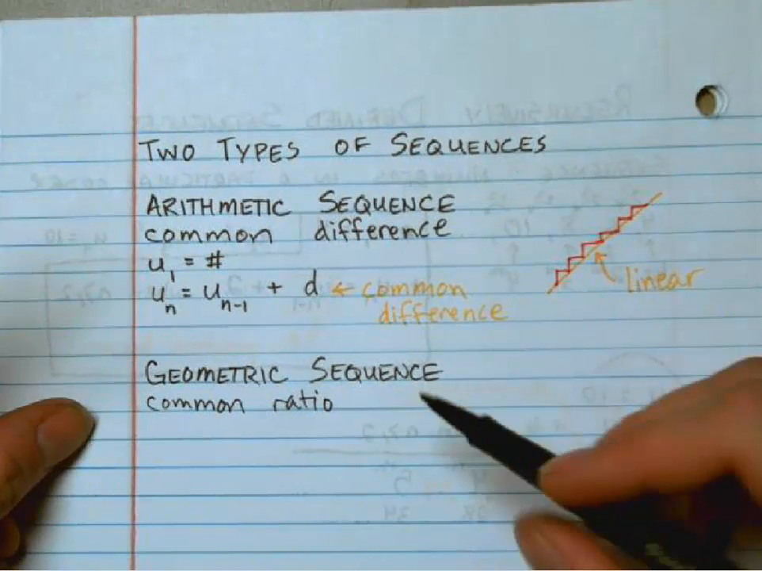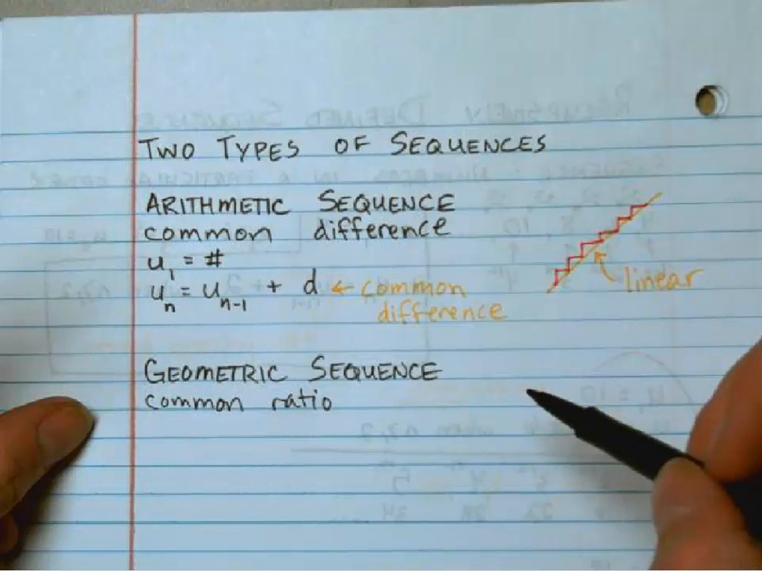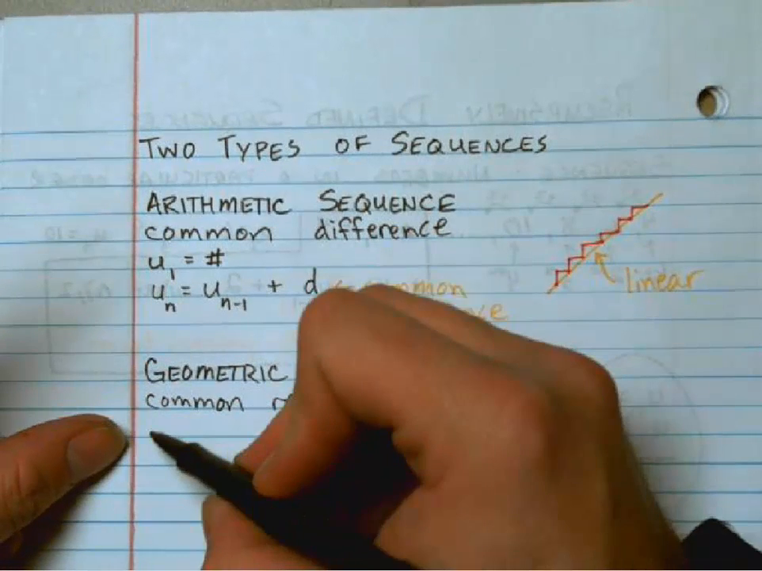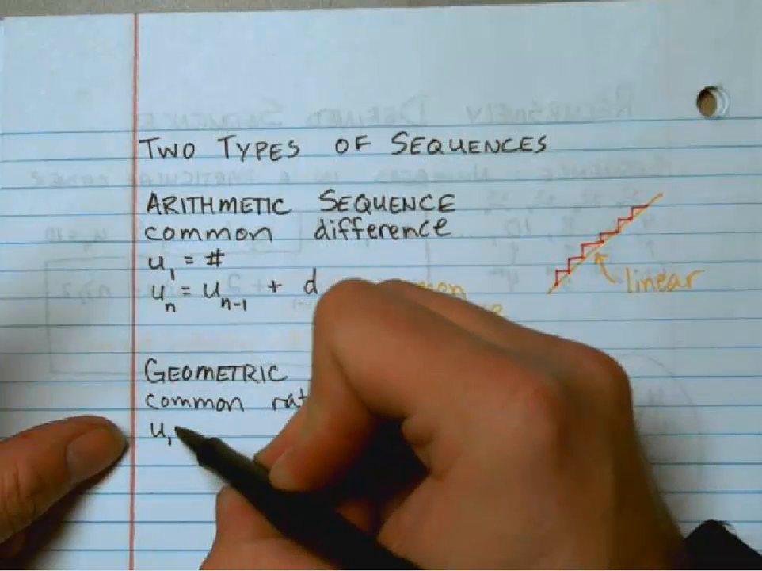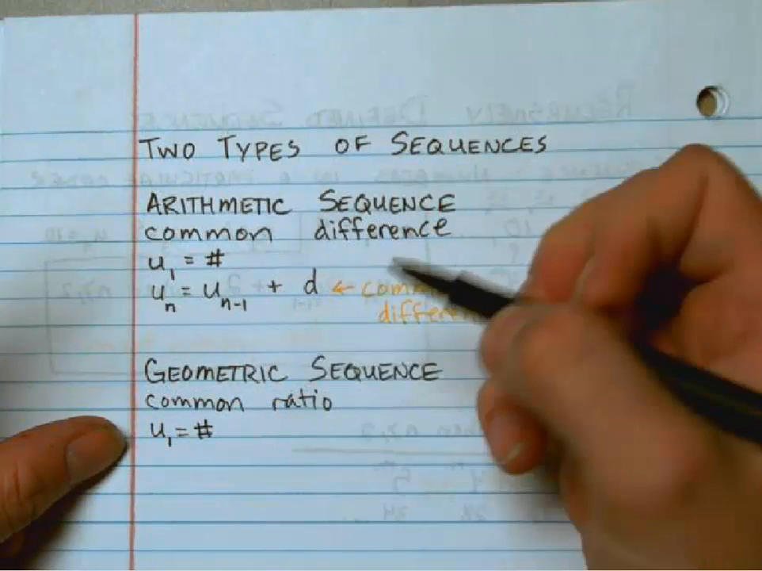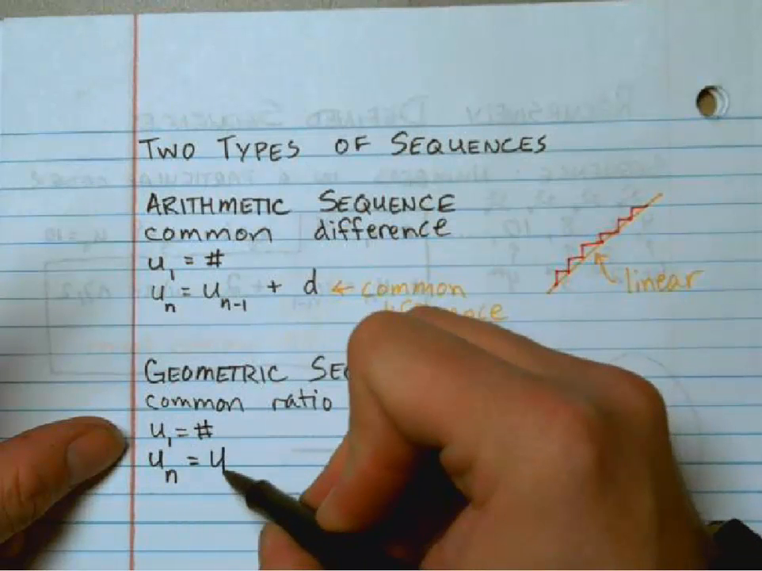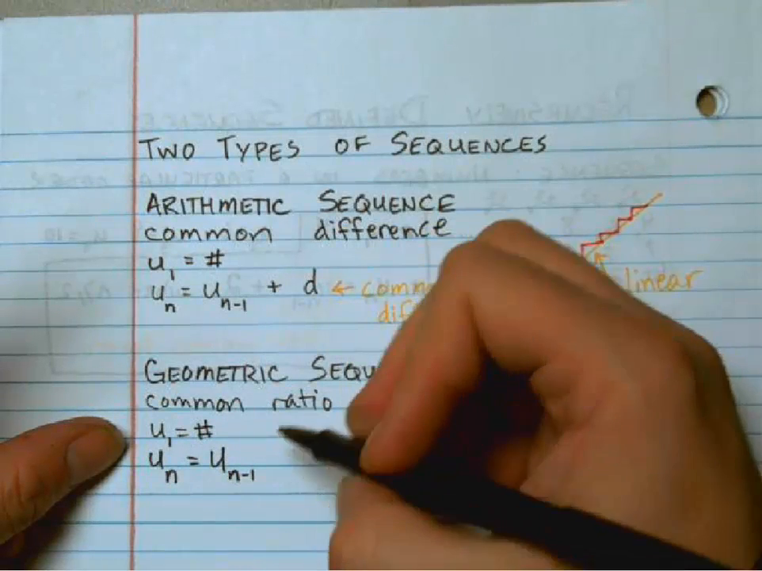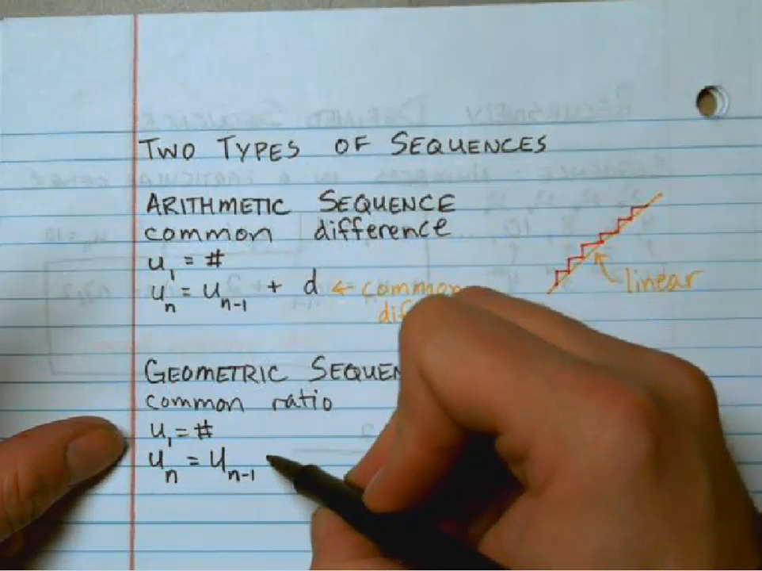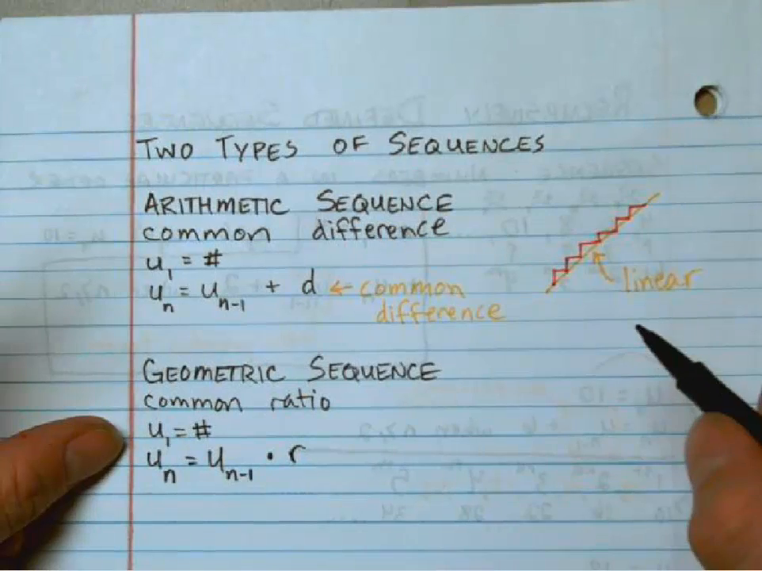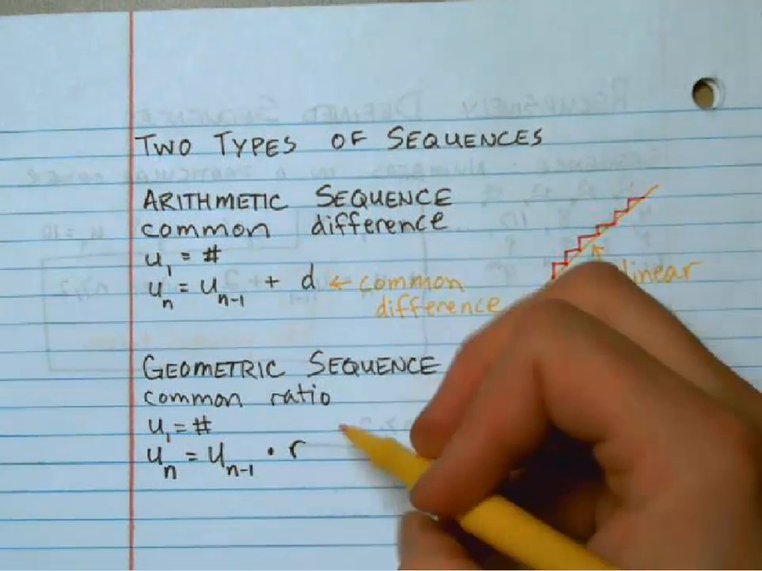So this is where we're going to be multiplying by something each time. The recursive formulas for these look like this. U sub 1 is going to equal a number, same as before. And U sub n is going to equal U sub n minus 1 times some common ratio. So this number is a common ratio.